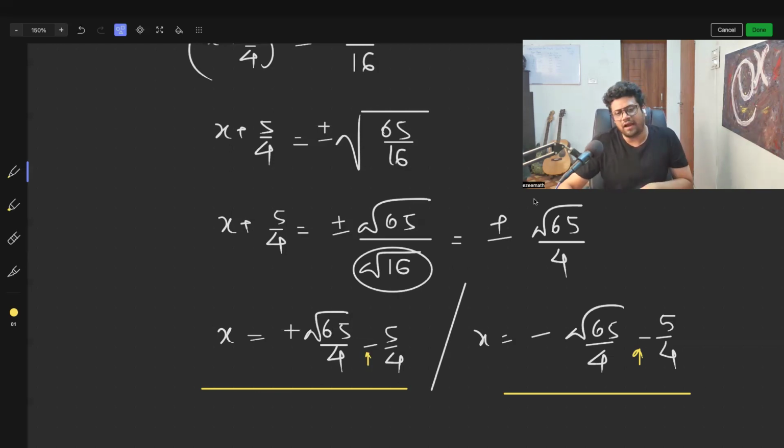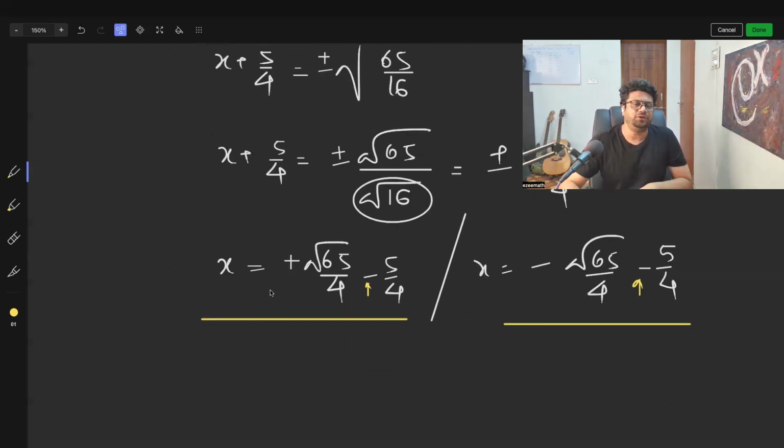And if they're asking for the decimal values, you can actually do it on the calculator or you can leave it here because root 65 manually may not be possible for you to find out right now. So that was solving a quadratic by using the square method, completing the square method. And those were the three examples you're going to get.